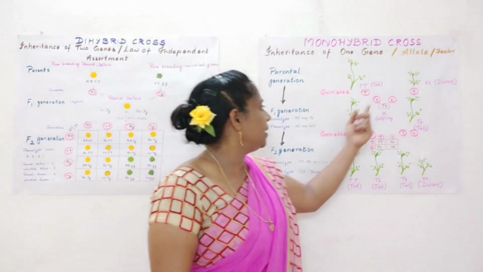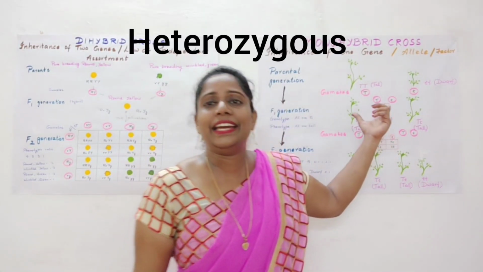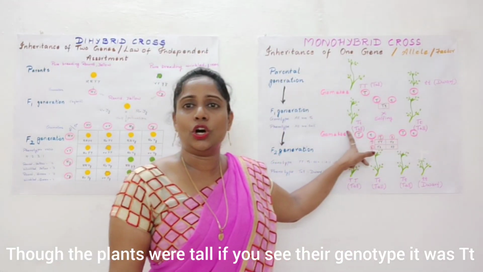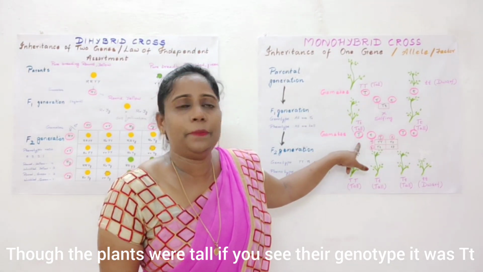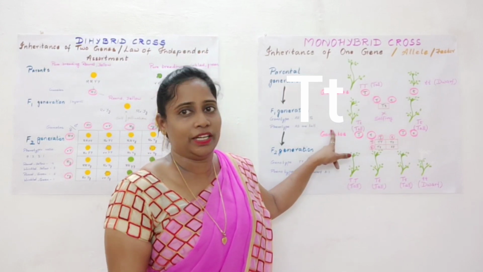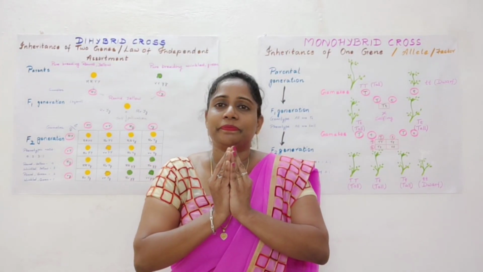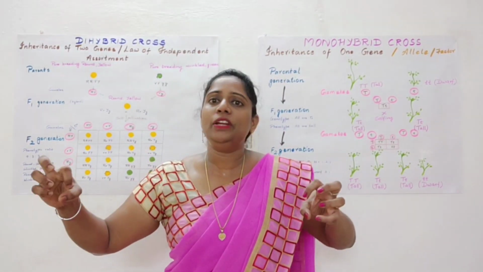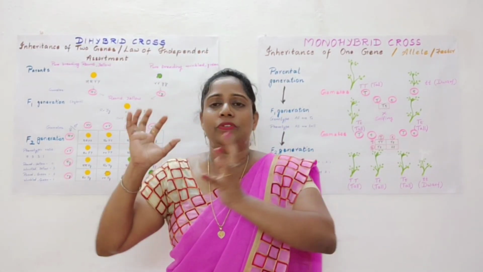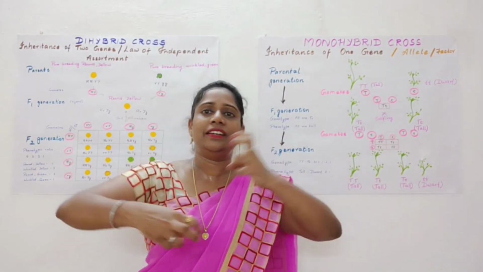So he found that in the F1 generation, the plant was heterozygous. That means though the plants are tall, if you see the genotype, it was capital T and small t. And during the gamete formation, what will happen? During the gamete formation, 50% of the gametes will have capital T and 50% of the gametes will have small t. So what would be the combination?